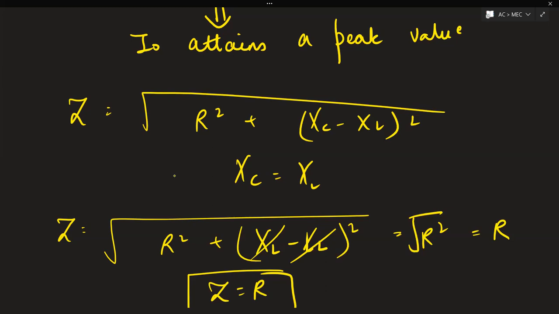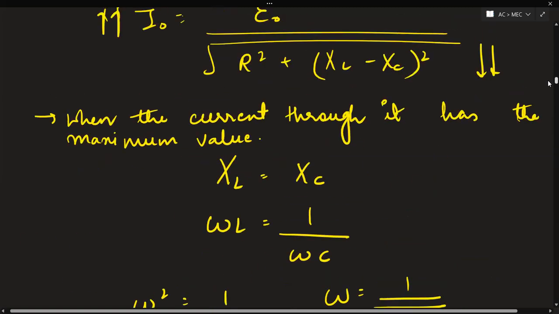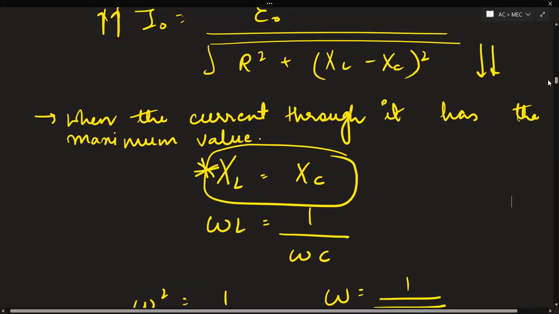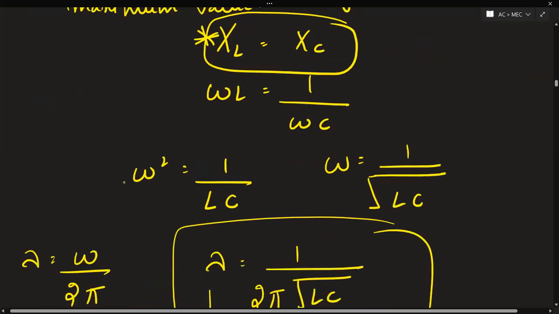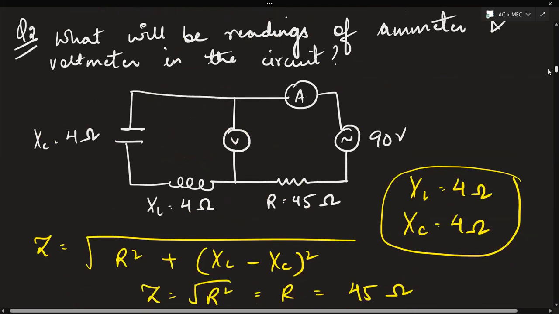Fine. So the frequency at which the current amplitude I naught attains a peak value is called the natural or resonant frequency of the LCR circuit. And whenever a series LCR circuit is in resonance, the current through it has its maximum value. For the calculations you have to remember this: whenever the term resonance comes, remember XL is equal to XC. And this small derivation also comes to prove the resonant frequency. Fine, so I was relating this to you with the help of this question. Note this down.